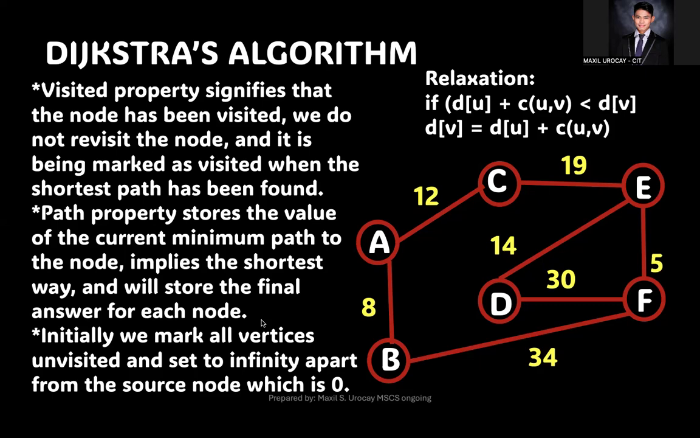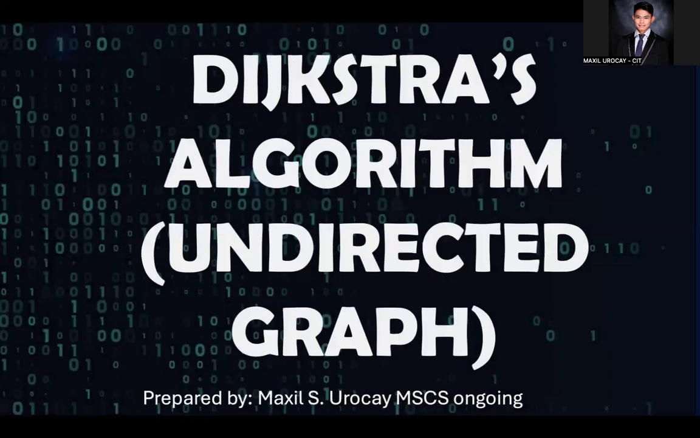Initially, we mark all vertices unvisited and set to infinity, apart from the source node, which is 0. And we are doing the relaxation: if the distance of U plus the cost of U and V is less than the distance of V, then we update the distance of V to be equal to the distance of U plus the cost of U and V. You will add everything then. Let's actually picture it out later on. Now, let's try to figure out how Dijkstra's algorithm works.